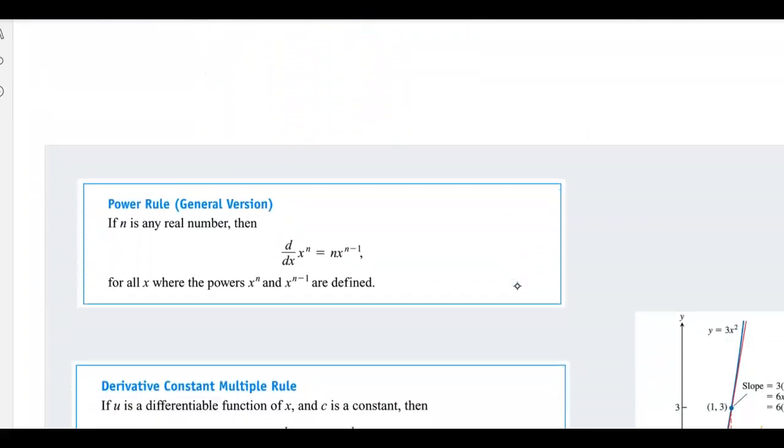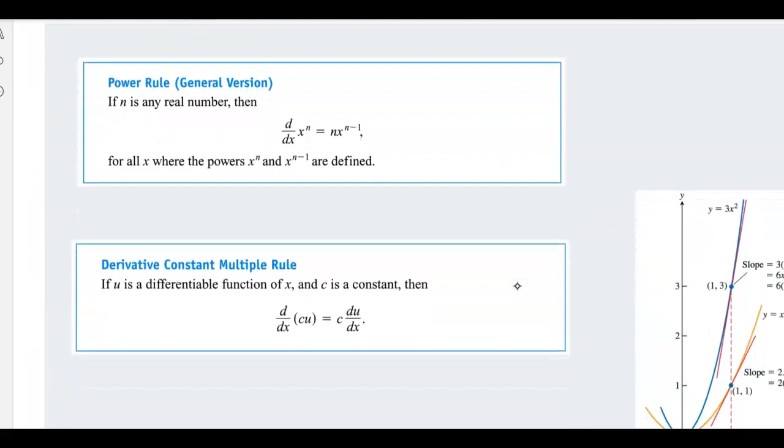The next rule we're going to look at is the power rule. The power rule is one that I think a lot of you may know or remember from high school, where the shortcut version is that you can bring the power or the exponent down into the front as a multiplier and then drop the exponent down by 1.